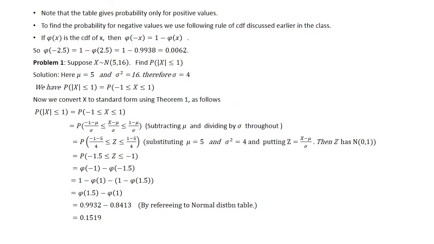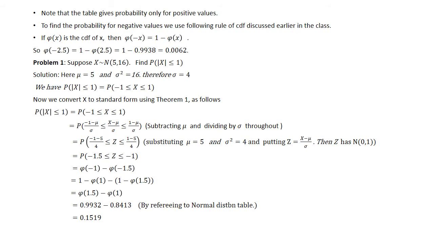Note that the table gives probability only for positive values. To find the probability for negative values, we use the following rule of CDF discussed earlier in the class. If phi of x is the CDF of x, then phi of minus x is equal to 1 minus phi of x, which is the property of CDF. So phi of minus 2.5 may be written as 1 minus phi of 2.5, and phi of 2.5 can now be referred from the table, which is known to be 0.9938, and the answer is 0.0062.